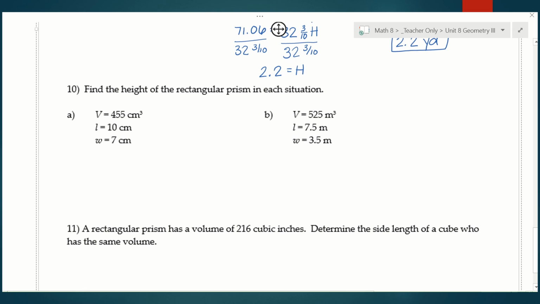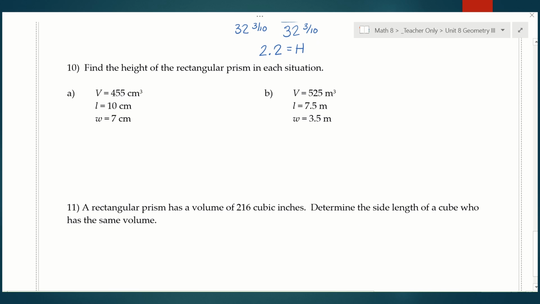Okay, number 10. Find the height of the rectangular prism in each situation. Okay, so this is exactly what we just did. We are given the volume, the length, and the width, and the height is the thing that we're missing. So I'm going to start with my formula.